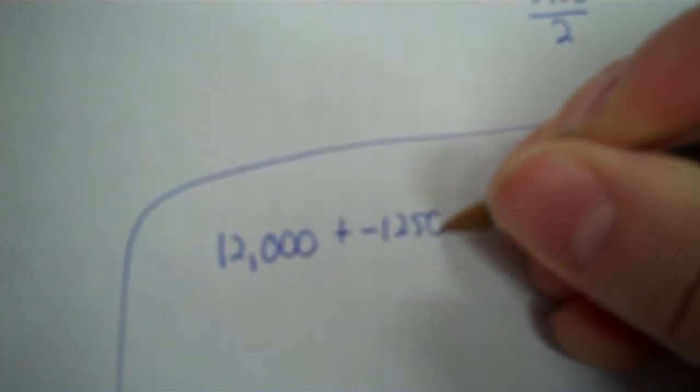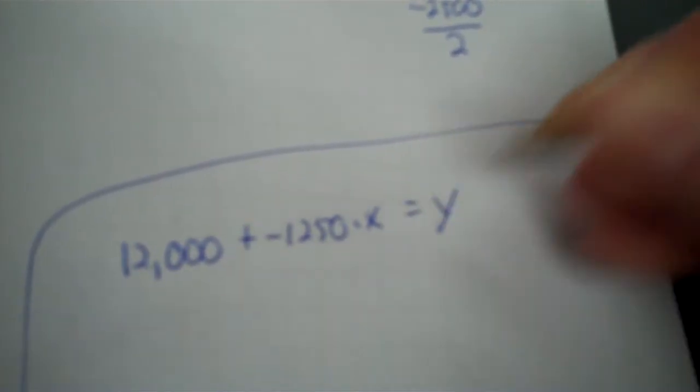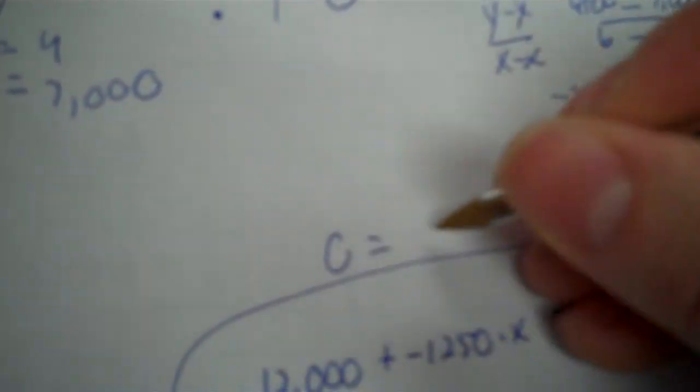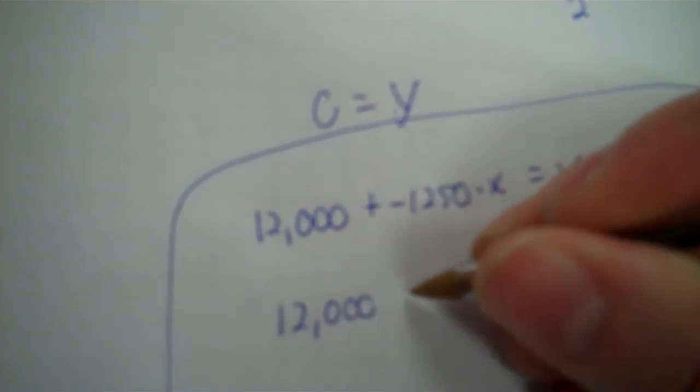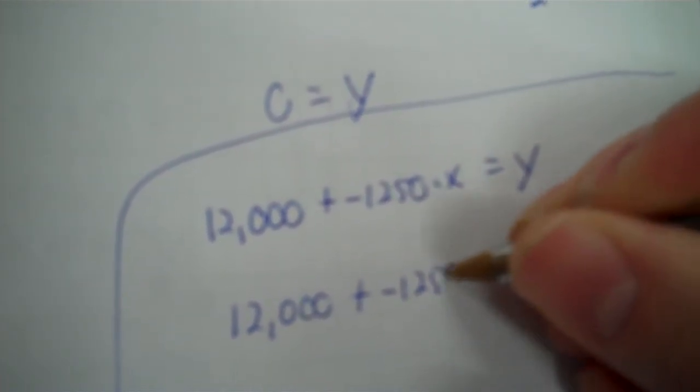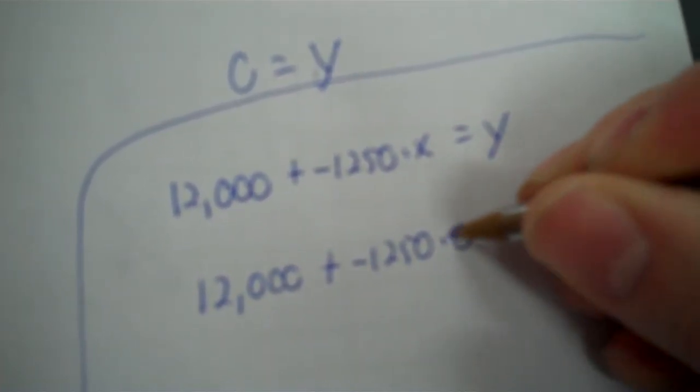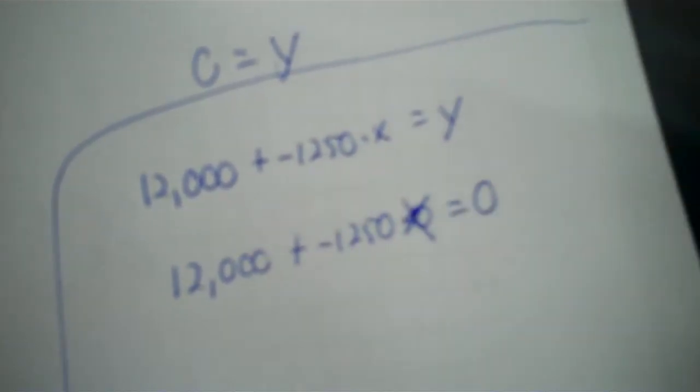You have just now found your M and B. Now you write your equation. So 12,000 plus negative 1,250 times X equals Y. And then that 0 goes in for Y, okay? So 0. 12,000 plus negative 1,250 times 0, or times X, excuse me, equals 0.